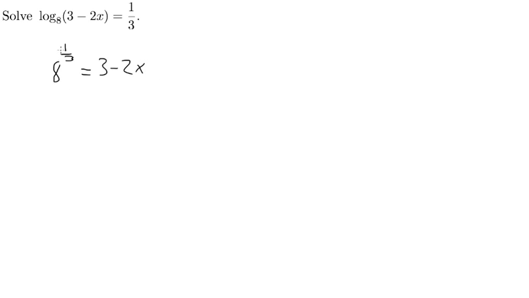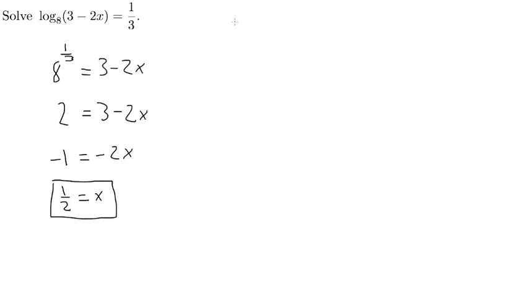All right, x to the 1/3 power, remember that's the same as taking the cube root. So the cube root of 8, that's going to be 2. So 2 equals 3 minus 2x, subtract 3 from both sides. Get -1 equals -2x, divide by -2, and we get x equals 1/2.